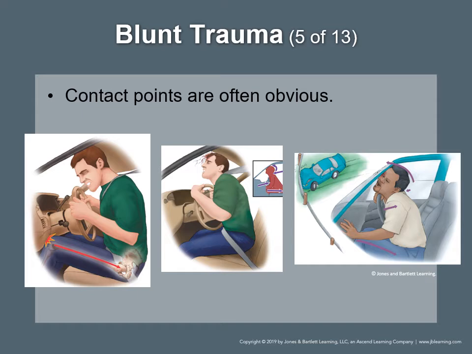Contact points are often obvious from a simple, quick evaluation of the interior of the vehicle. The knee can strike the dashboard, resulting in a hip fracture or dislocation. Serious chest and abdominal injuries can result from striking the steering wheel. Head and spinal injuries can result when the face and head strike the windshield. Ejection results in second impact injuries when the body comes in contact with the ground or objects outside the vehicle.